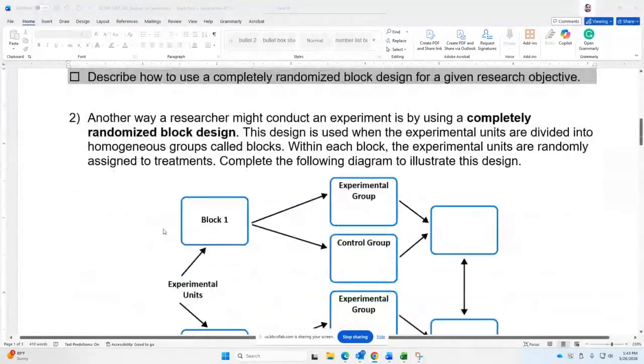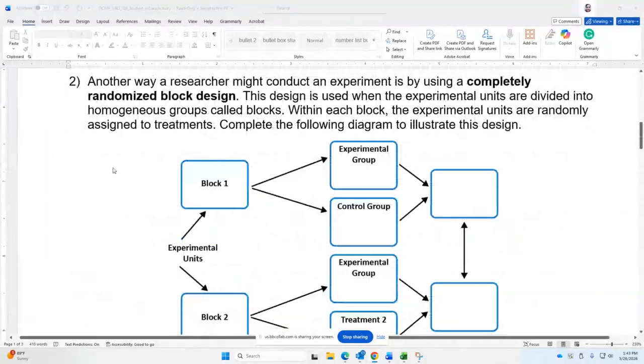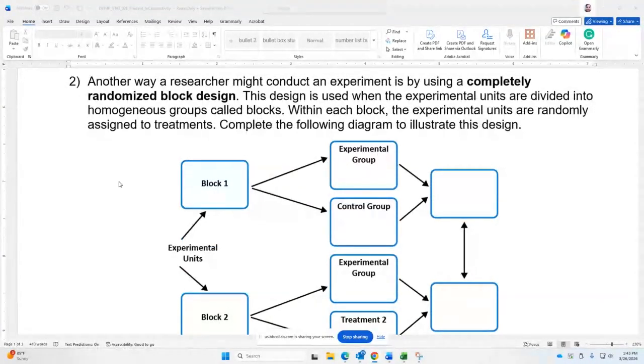Now let's move on to question 2. Another way a researcher might conduct an experiment is by using a completely randomized block design. This design is used when the experimental units are divided into homogeneous, they look the same, homogeneous groups called blocks. Within each block, the experimental units are randomly assigned to treatments. Complete the following diagram to illustrate the design.